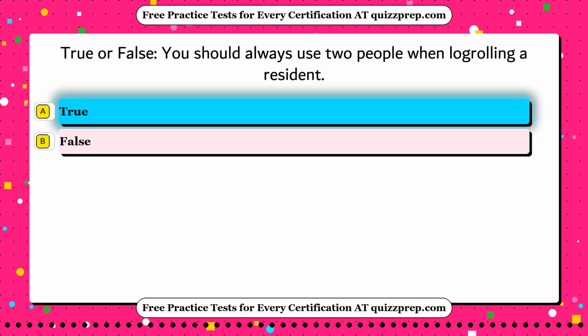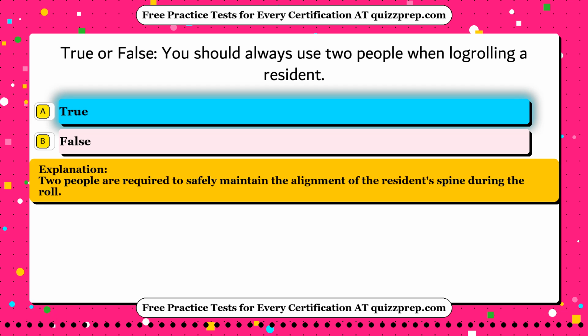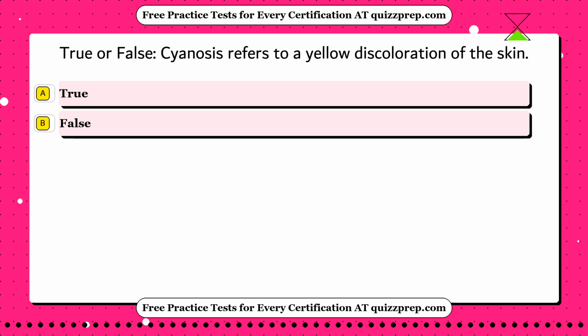The correct answer is option A, true. Two people are required to safely maintain the alignment of the resident's spine during the roll. Question 95. True or false, cyanosis refers to a yellow discoloration of the skin? Option A, true. Option B, false.